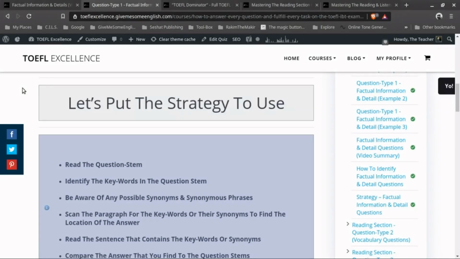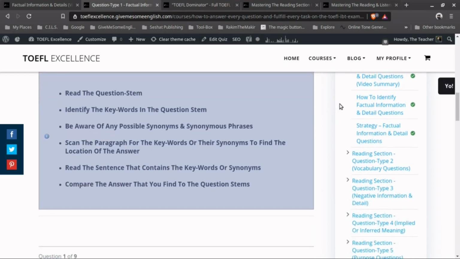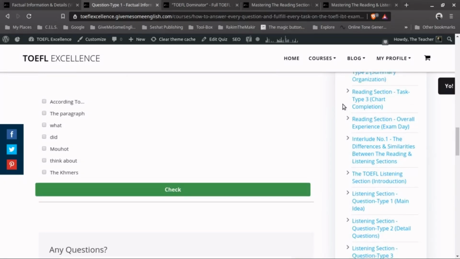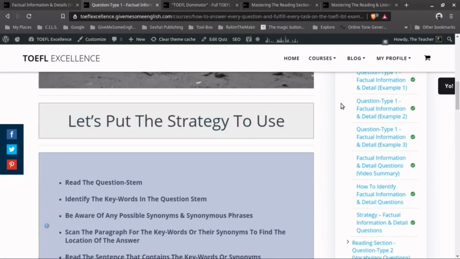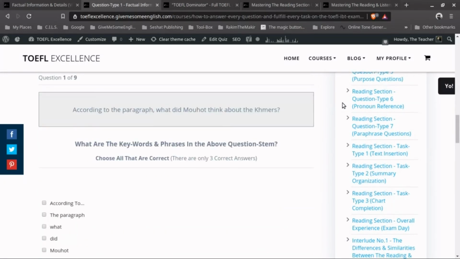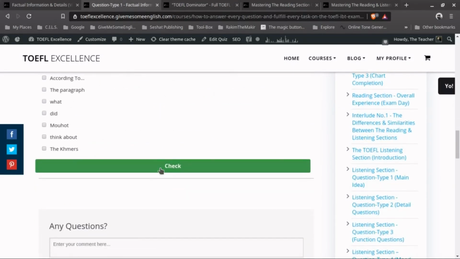All right, so now you've probably just gone through the factual information and detail quiz, and hopefully you did well on it. One thing I want to mention is that you can do this quiz, or any of the quizzes, as many times as you possibly want. You might have noticed, if you got any wrong answers, that when you press the check button, we give you some information as to why the answer was wrong. We also give you some bonus information about why the correct answer was right, or if there's any other information that you need to know.